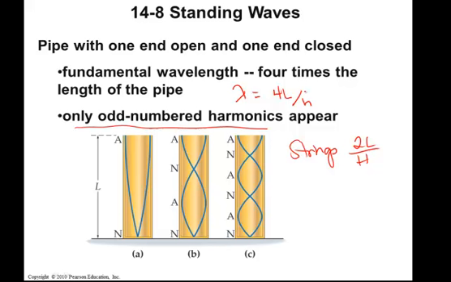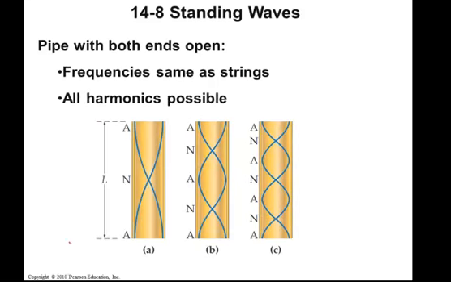So there's a major difference between having one end open and one end closed versus if both ends are closed. If both ends are closed or both ends are open, then it's just like a string. But if one is open and one is closed, then it's a 4L. Those would be like organ pipes. Like I said before, if both ends are open, the frequencies are the same, just like in strings. So we use the 2L divided by the harmonic, and we can have all harmonics again.